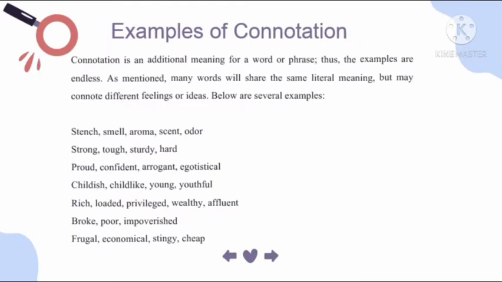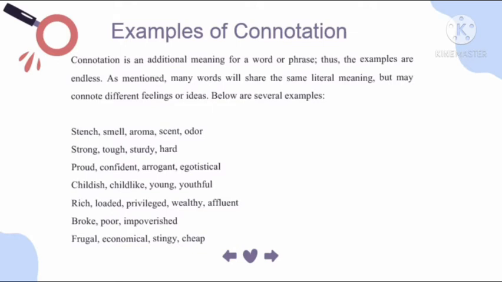And then, examples of connotation. Connotation is an additional meaning for a word or phrase. Thus, the examples are endless. As mentioned, many words will share the same literal meaning, but may connote different feelings or ideas.